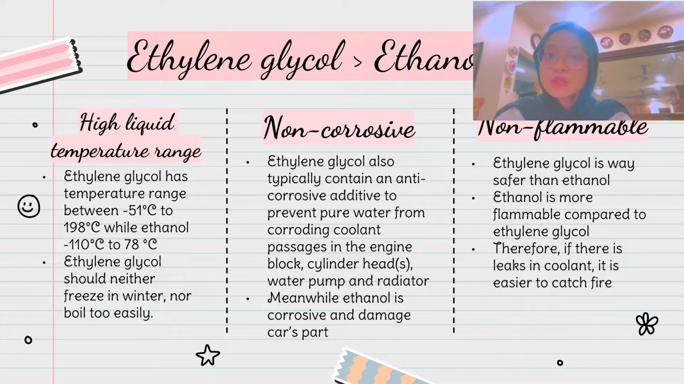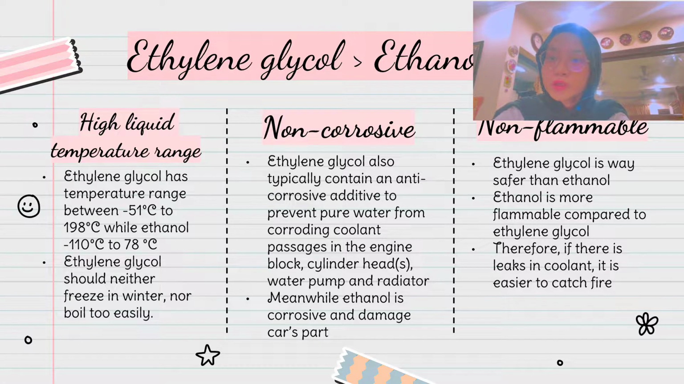So we can conclude that for high liquid temperature range, ethylene glycol has a temperature range between negative 51 degrees Celsius to 198 degrees Celsius, while ethanol has negative 110 degrees Celsius to 78 degrees Celsius. Ethylene glycol should neither freeze in water nor boil too easily.